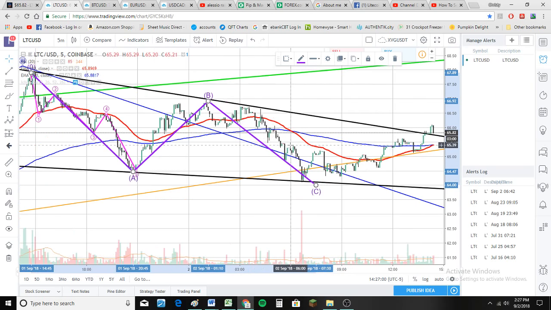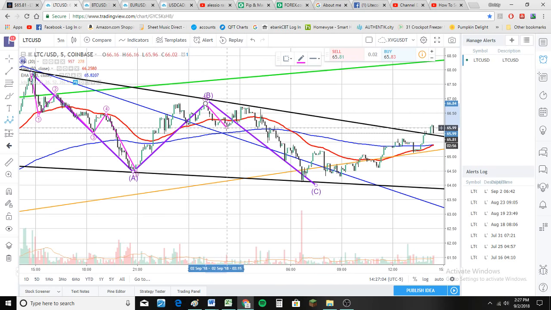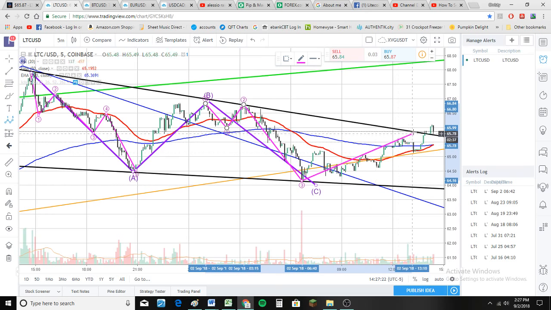So the question is, can we find 5 waves within the C? Let's see if we can count them. We got 1, we got 2. Now 3 is going to have 5 waves, so let's count them. 1, 2, 3, 4, 5. Or is it 1, 2, and then 1, 2, 3, 4, 5? This is 3, and this is what I think it is. This is putting in your 3 right here, and then our 4 is heading up here, and then 5 is going to end up coming down here.